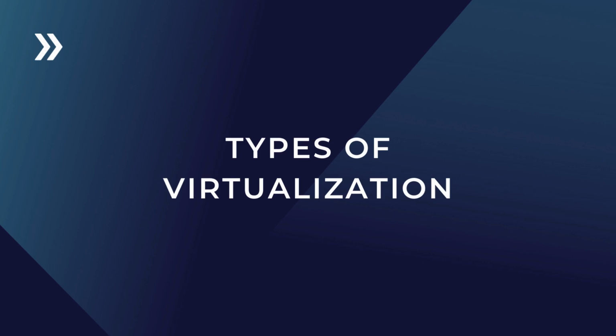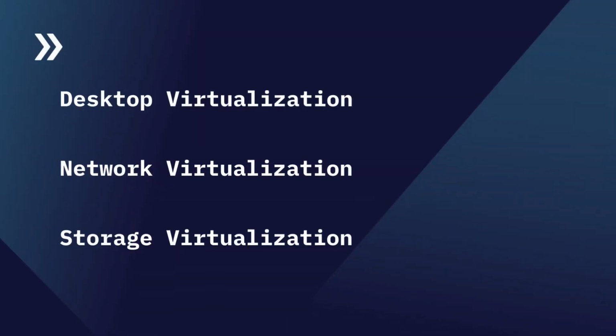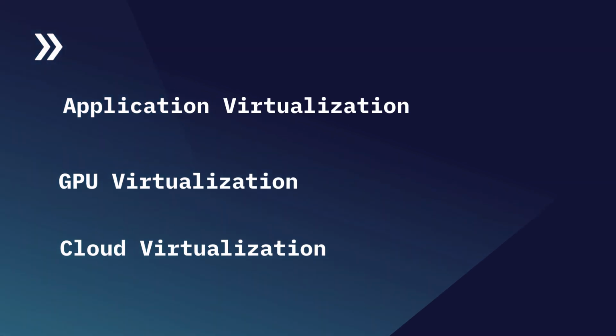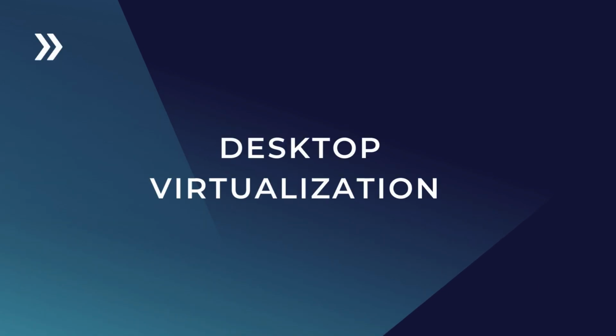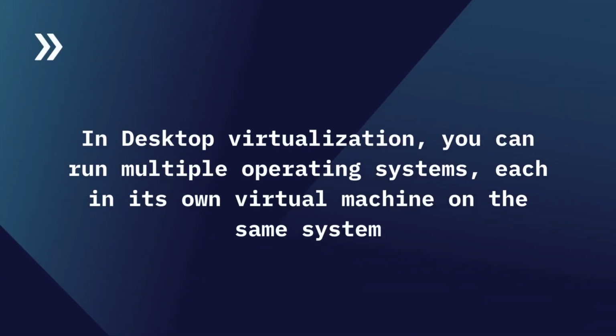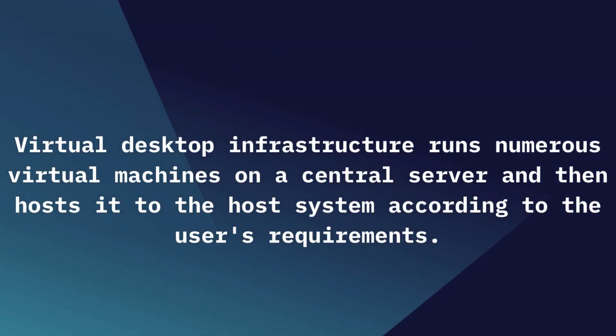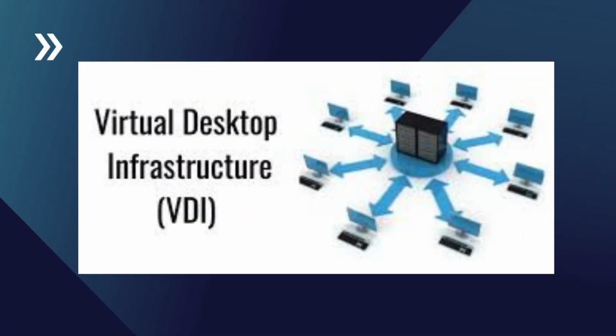Types of virtualization: desktop virtualization, network virtualization, storage virtualization, application virtualization, GPU virtualization, and cloud virtualization. First one, desktop virtualization. In desktop virtualization, you can run multiple operating systems, each in its own virtual machine on the same system. Virtual desktop infrastructure runs numerous virtual machines on a central server and then hosts it to the host system according to the user's requirements.